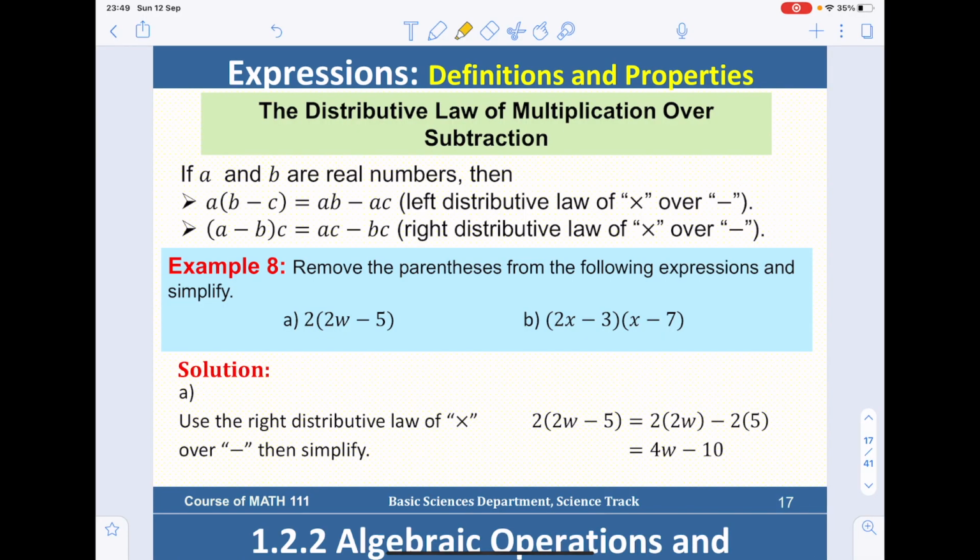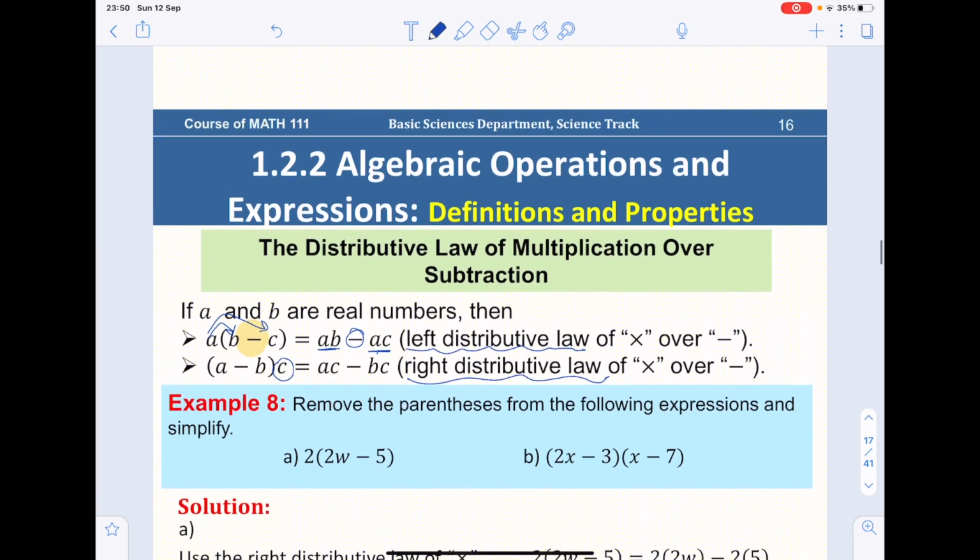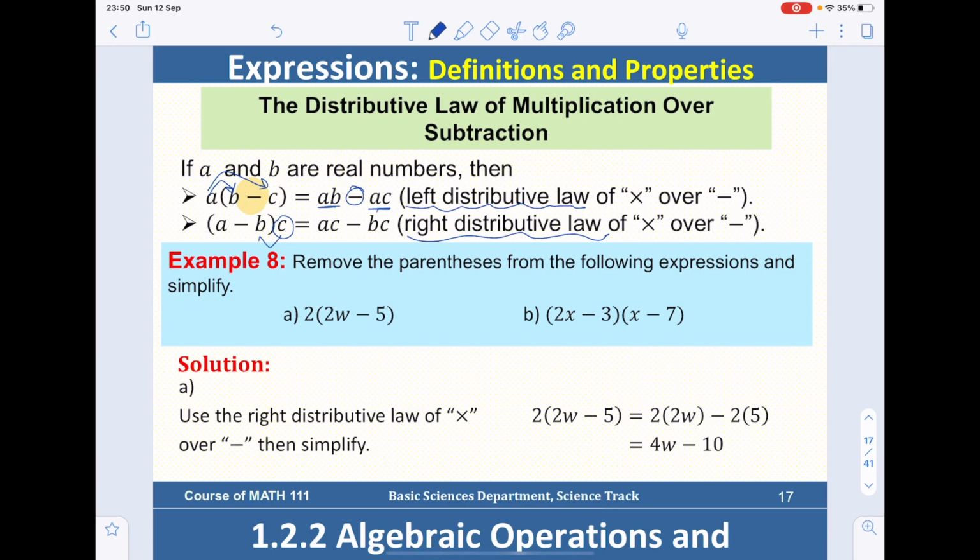The distributive law of multiplication over subtraction is the same as the distributive law of multiplication over addition. The only difference here is that we have a negative in between B and C. So for A times (B minus C), we distribute A to both values. So AB minus AC. And this is what we call the left distributive law because A is located on the left of the parentheses. For the right distributive law, C is located on the right of the parentheses (A minus B). And same thing, we have to distribute C to all the terms inside the parentheses. So C times A, then minus C times B.